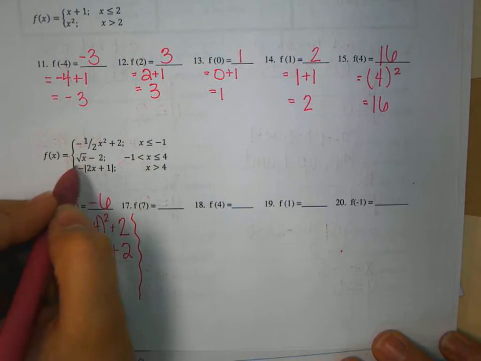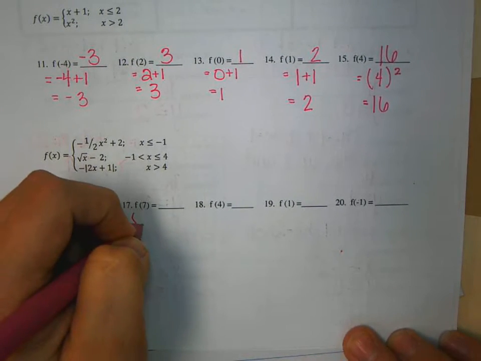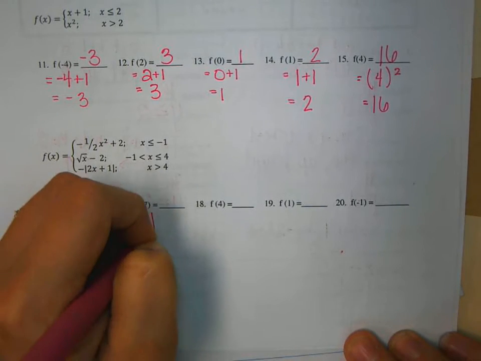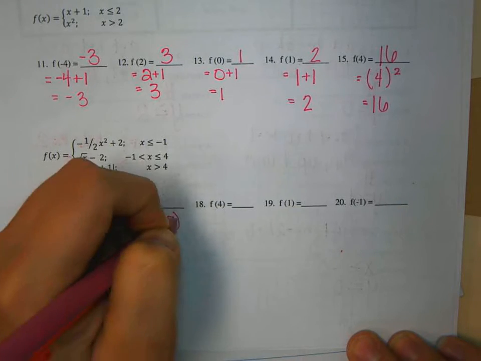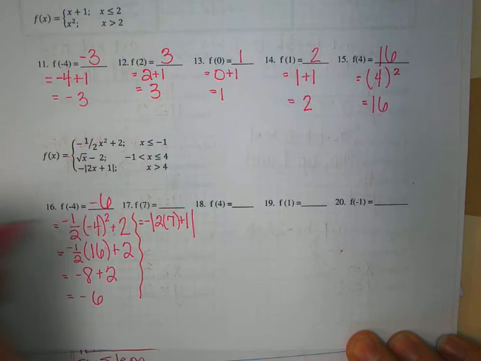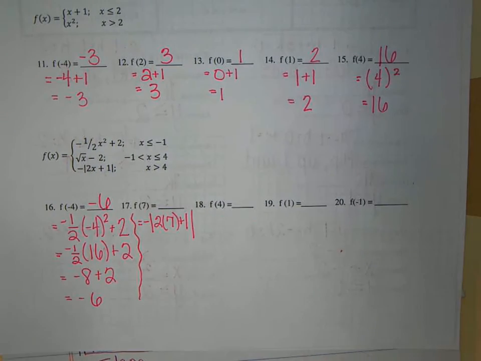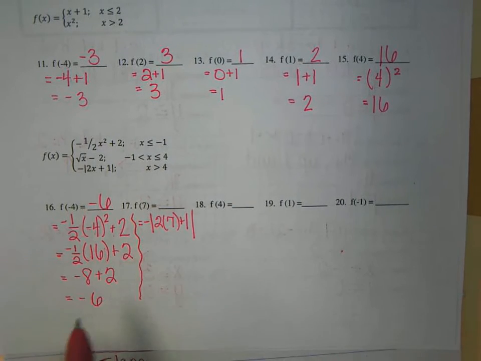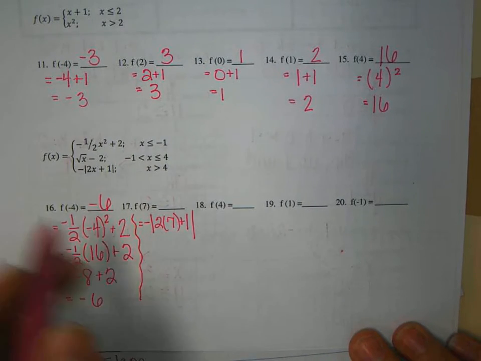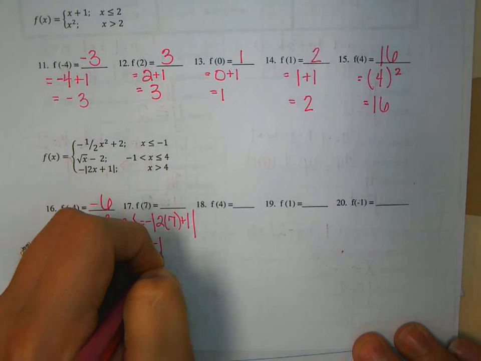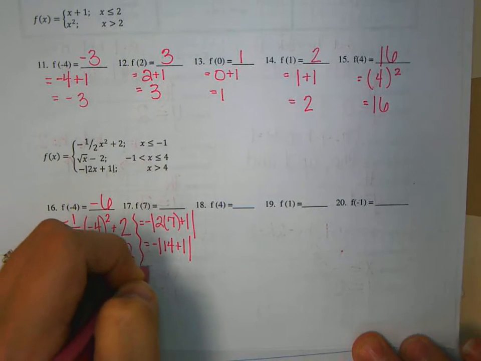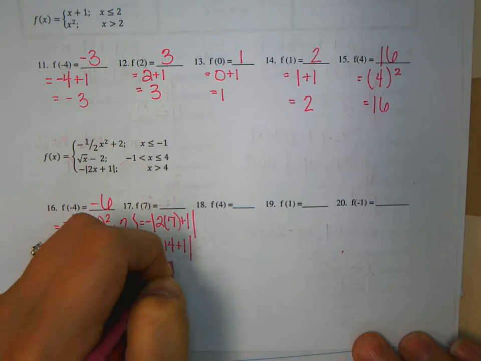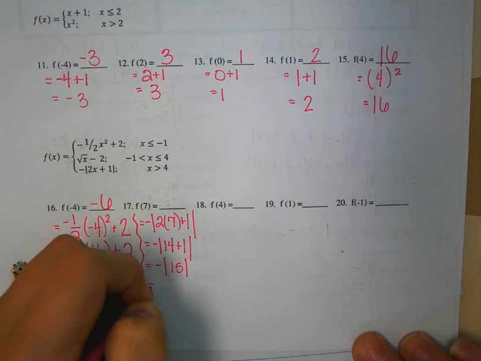So I've got the negative absolute value of 2 times 7 plus 1. Two times 7 gives me 14. 14 plus 1 gives me 15. And I get negative times the absolute value of 15, which is just going to be negative 15.